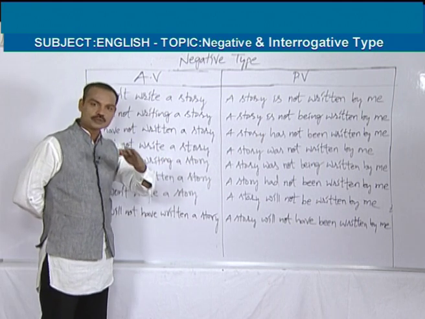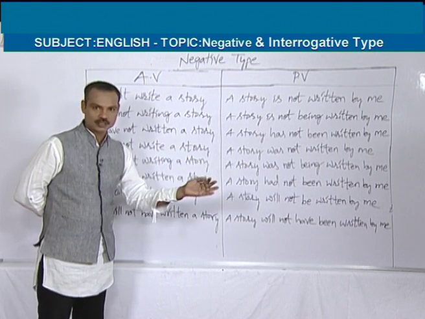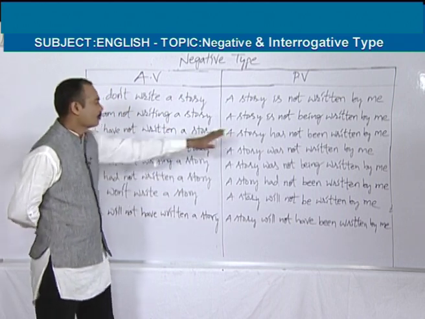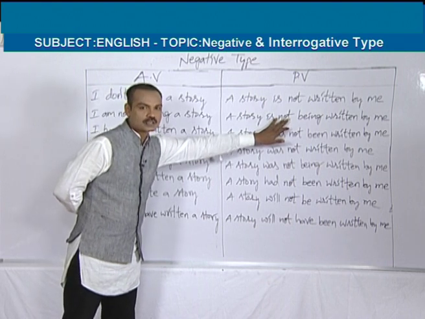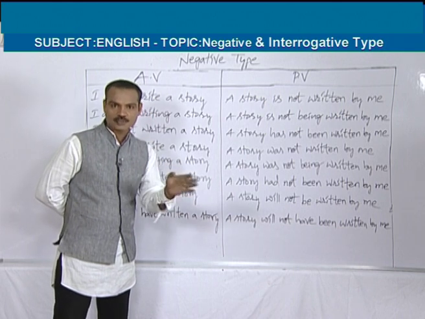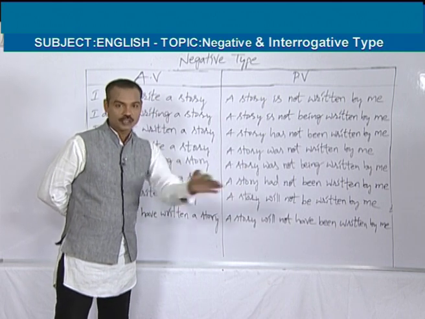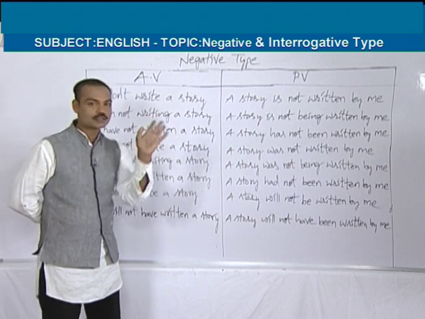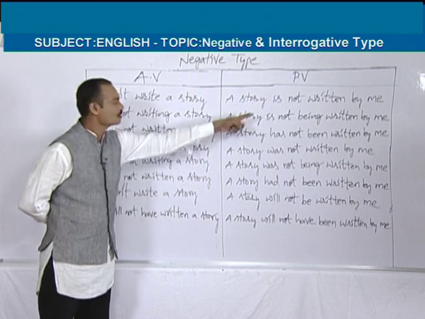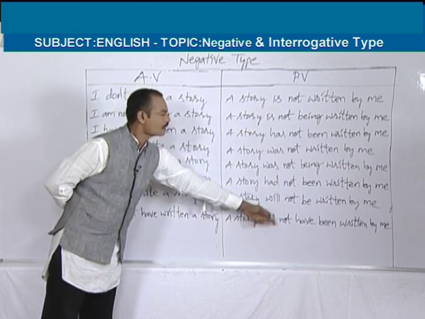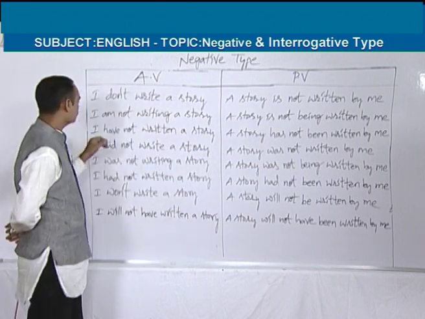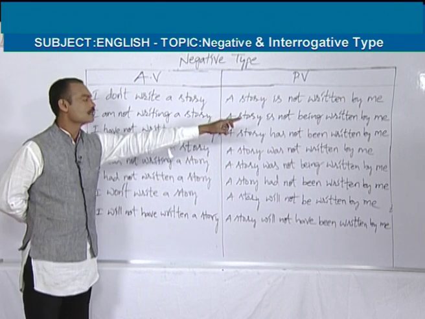Those who are good at changing positive statements into negative statements, it will become very easy for you. Same, but not should be used after the helping verb. In the previous class, I explained several times how to change positive statements into negative. If you are very good at those sentences, you can easily change all these negative sentences into passive voice. Just not should be written. In every sentence, after the helping verbs, not should be mentioned, that's it. I am not writing a story. A story is not being written by me.